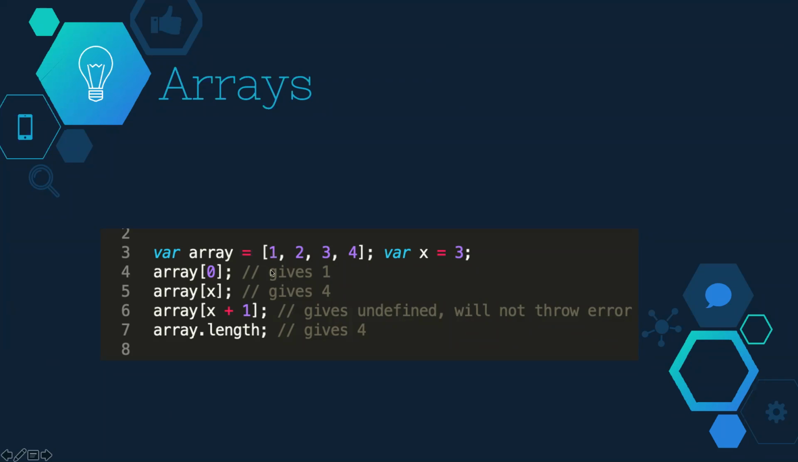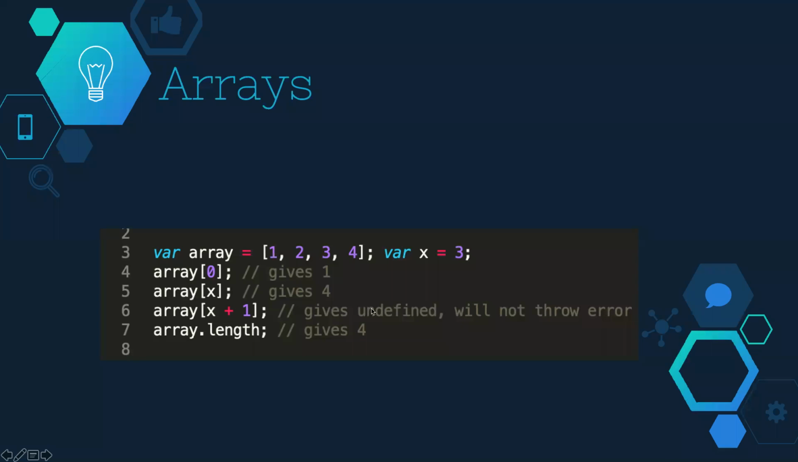And then when you want to find the element at index 3, you start counting from 0. So this is 0, 1, 2, 3. It tells you that what's at position 3 is the number 4.